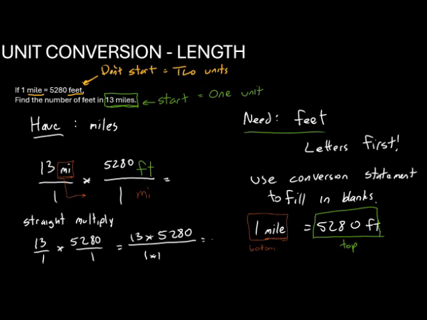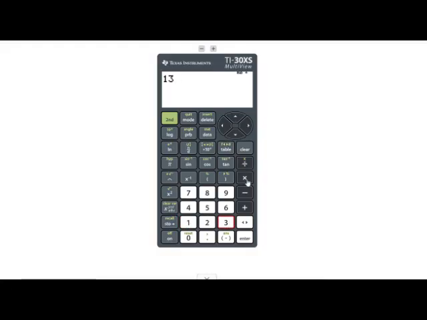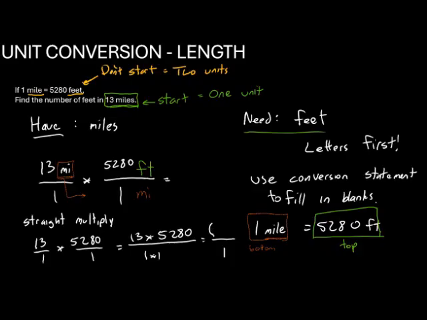We know 1 times itself is just still 1, and on top we'll have 13 times 5,280, which we can do in a calculator. We enter 13 and multiply 5,280 and press enter. This gives us 68,640. If we take 68,640 and divide by 1, anything divided by 1 is just the original number back. To put it another way, dividing by 1 does not change your answer.